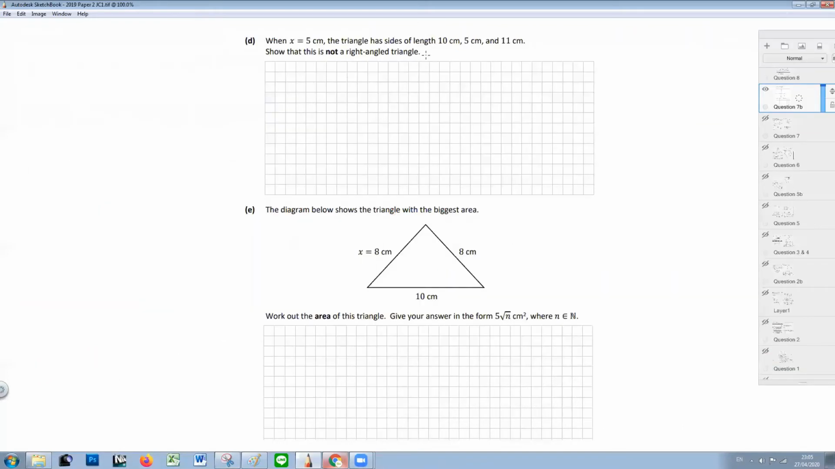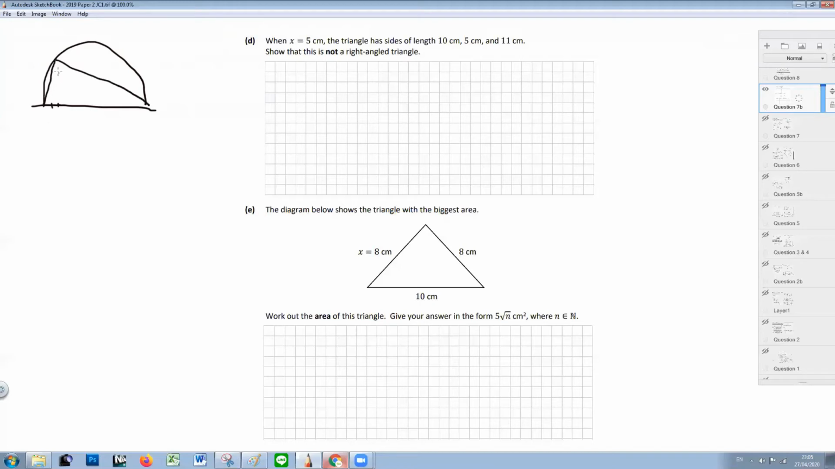So in this one, we're told when x is equal to 5, the triangle has sides of length 10 centimeters, 5 centimeters, and 11 centimeters. So again, if we imagine what we had, we're going to have a graph like this. Our x was over 5, so it's going to be somewhere along this.